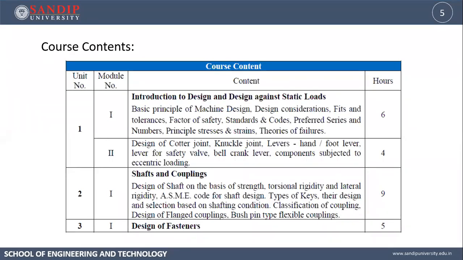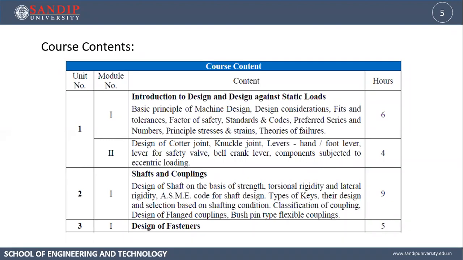Then the second unit is shafts and couplings. In this we will see how to design a shaft on the basis of various modes. It may be on the basis of strength, or torsional rigidity and lateral rigidity. It may be based on the ASME code of shaft design. When we are designing the shaft, it is always associated with keys and couplings, because we need to transmit power with the help of the shaft. So allied components, keys and couplings, will also be studied.